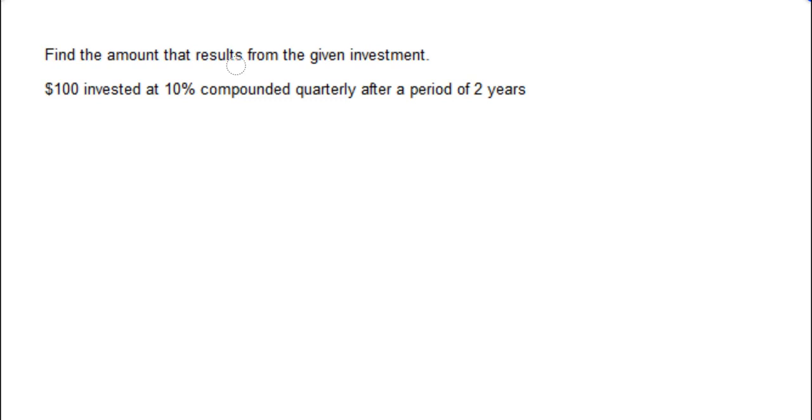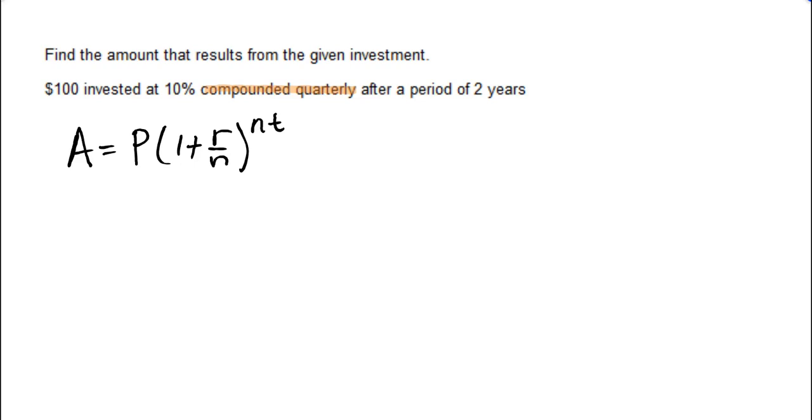Find the amount that results from the given investment. $100 invested at 10% compounded quarterly after a period of 2 years. So first thing I notice here is a keyword, compounded quarterly. That's going to tell me which compound interest formula to use. And we're going to use A equals P times (1 plus R over N) to the NT.